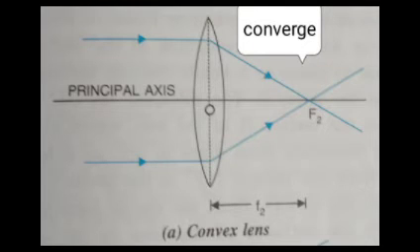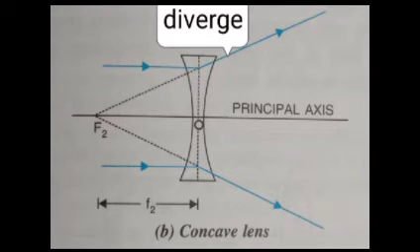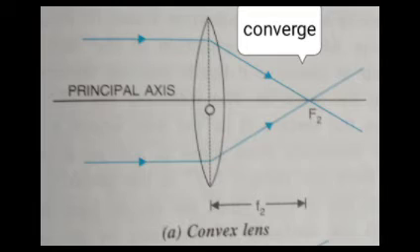Now, when a ray of light passes through the lens, it will converge or diverge from a point. This point is known as F1 or F2. This F is known as the principal foci.